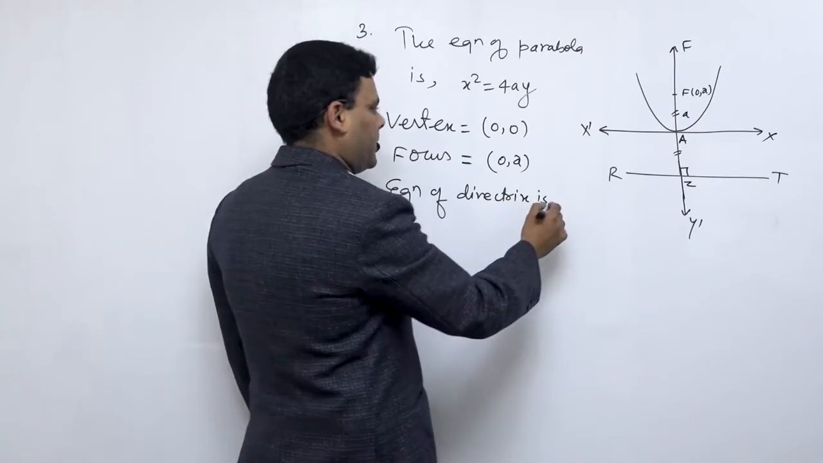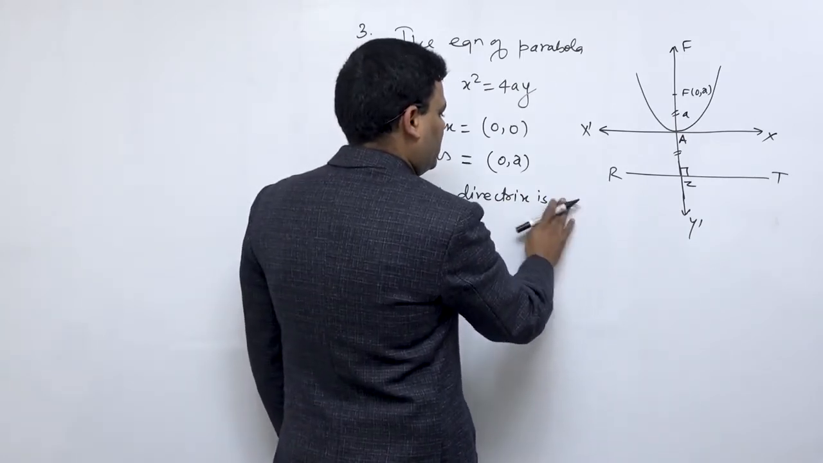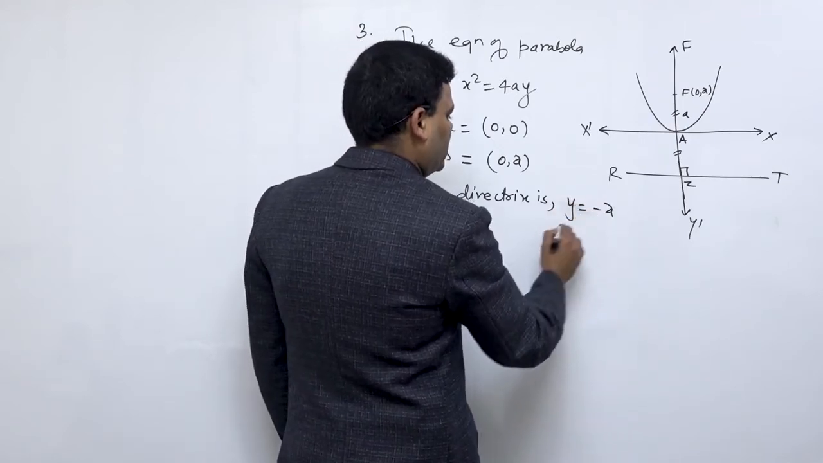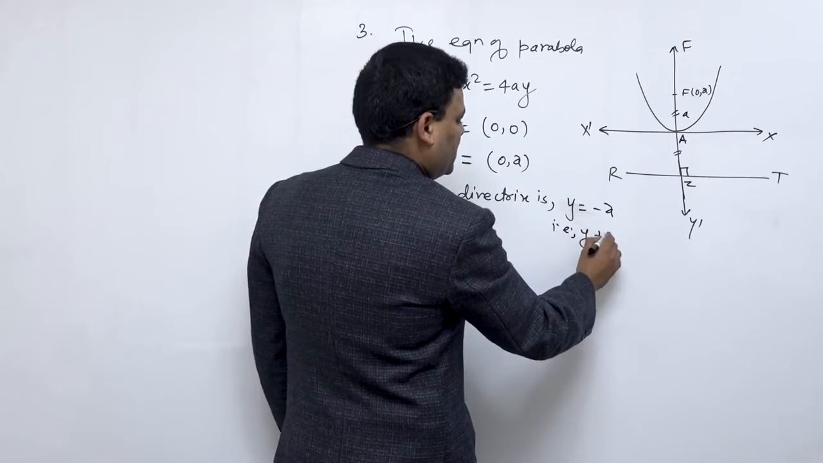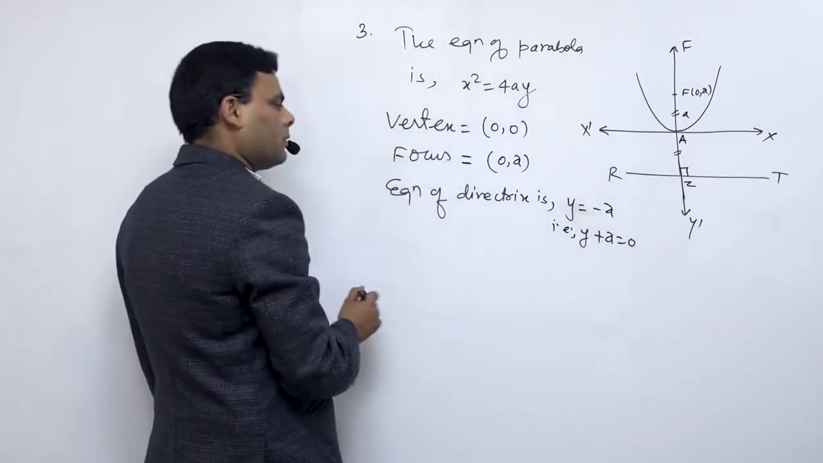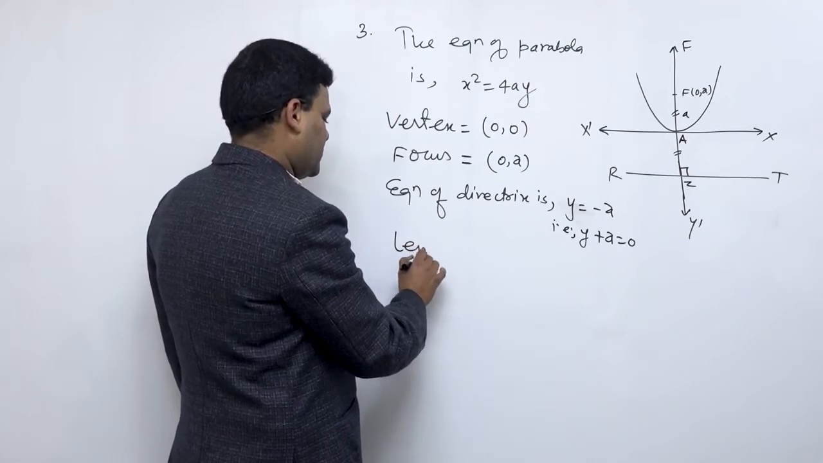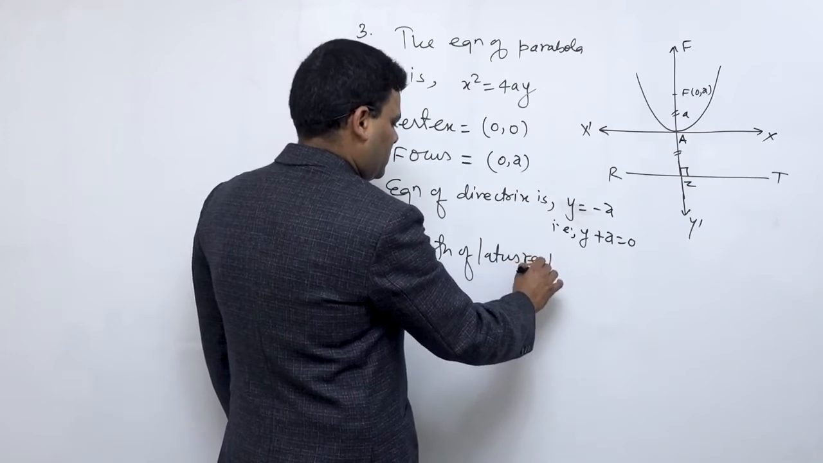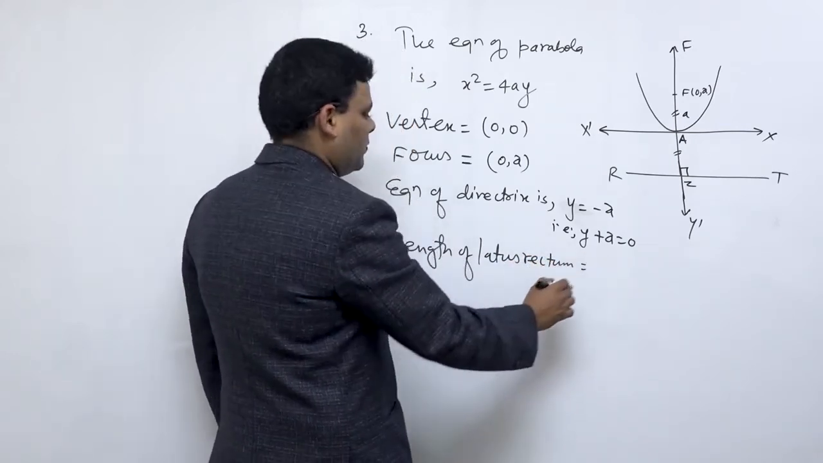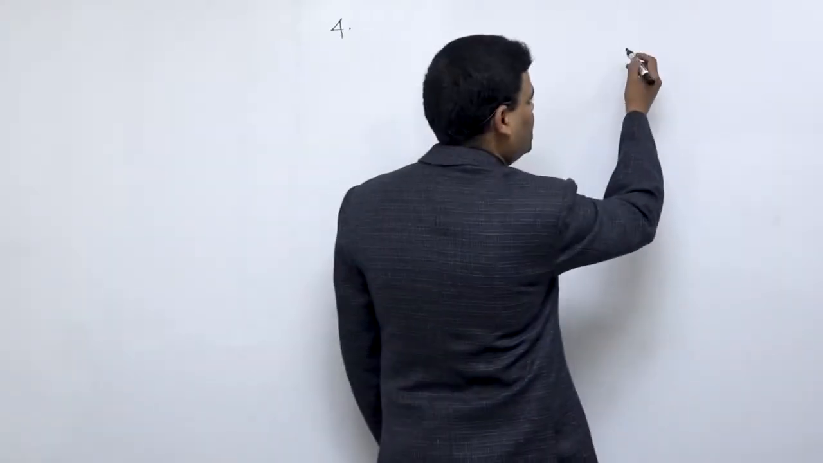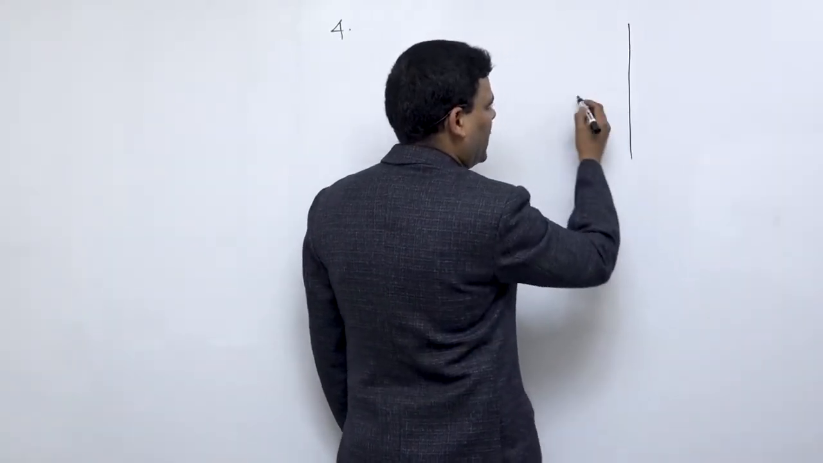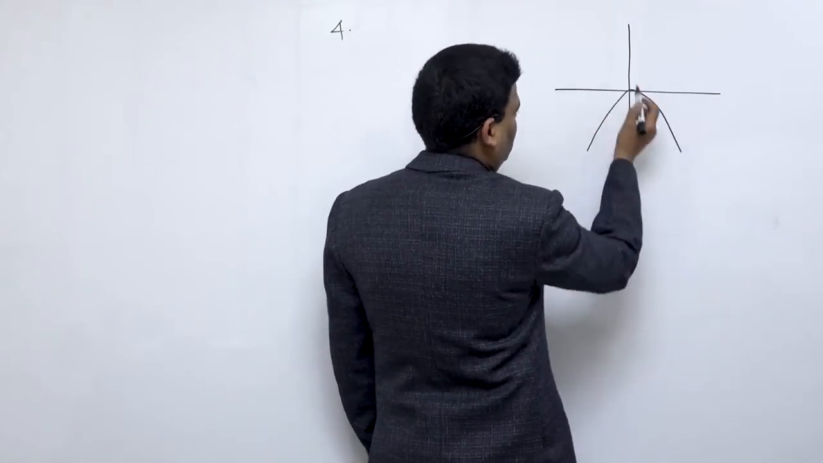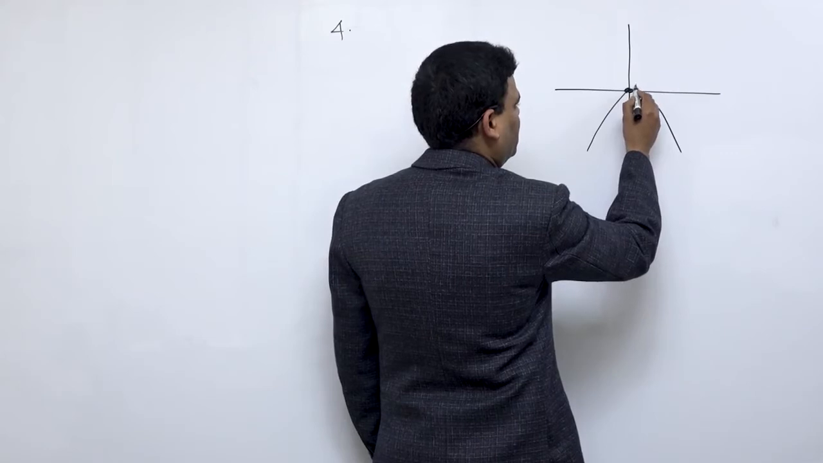The equation of directrix is y equals to minus a, that is y plus a equals to 0, and the length of latus rectum equals to 4a.